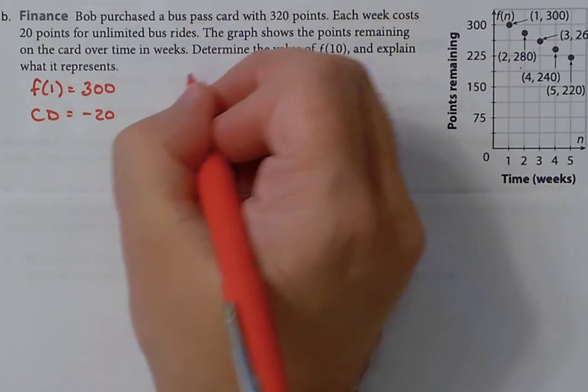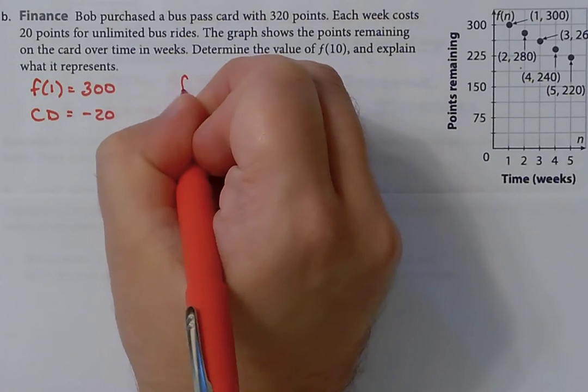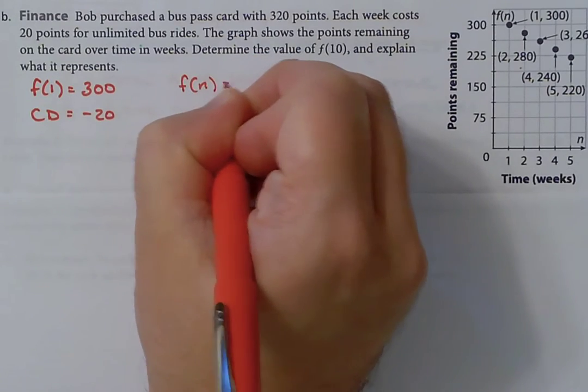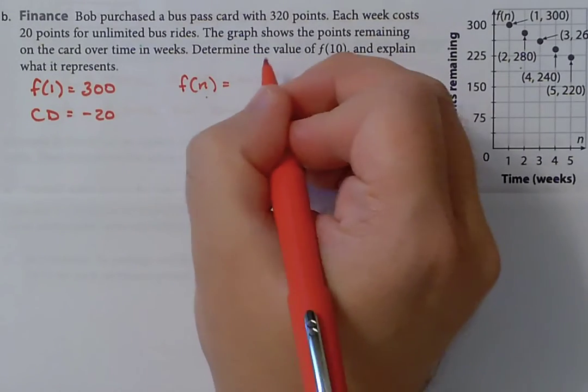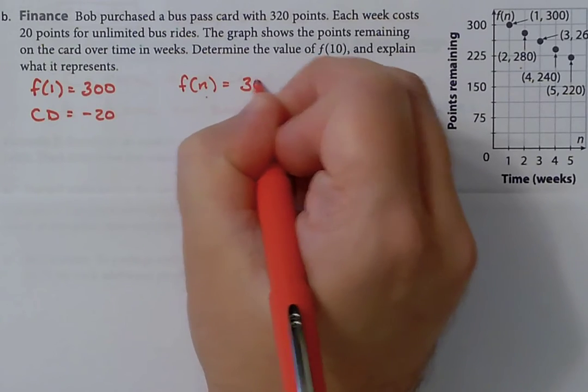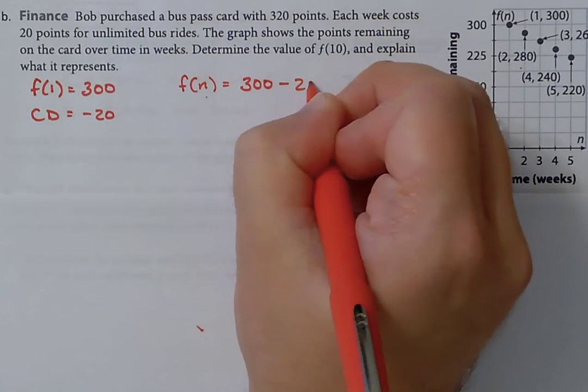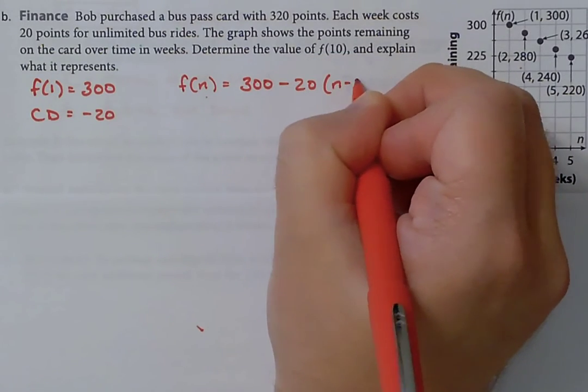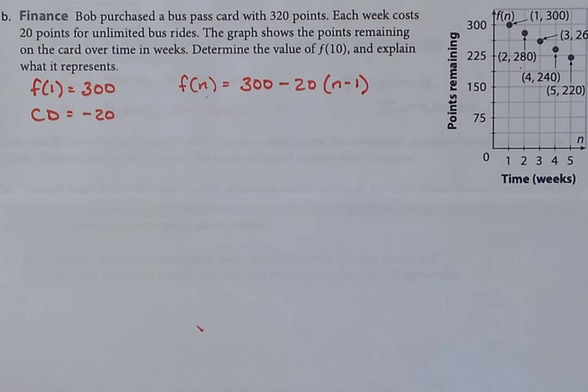So now that I have my first term and my common difference, my explicit rule is f of n equals 300 minus 20 times n minus 1.